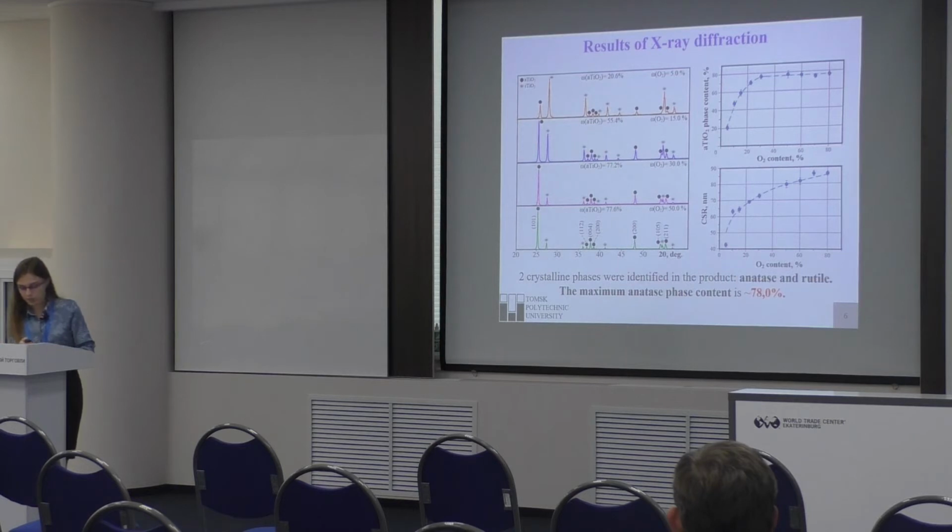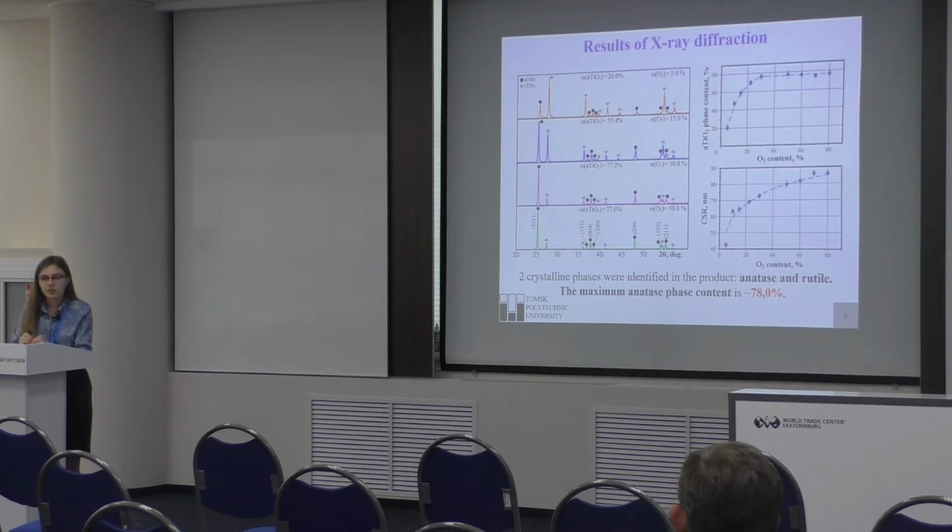This slide shows diffraction patterns of powdered material synthesized at various values of oxygen concentration. Two crystalline modifications of titanium dioxide were revealed, anatase and rutile. As can be seen, an increase in oxygen concentration leads to a significant increase in the percentage of the anatase crystalline phase in the synthesis product composition, which is characterized by an increase in the intensity of the main reflection of the anatase. Quantitative analysis of the anatase content made it possible to establish that when the oxygen concentration in the reactor chamber exceeds 30%, the phase composition of the resulting product is stabilized.